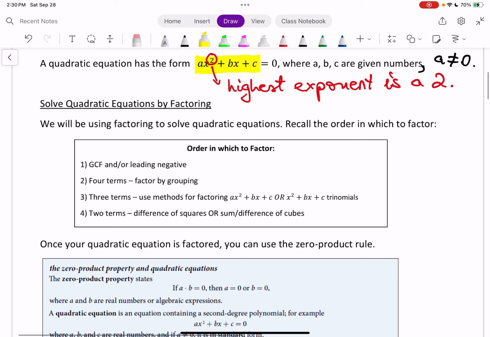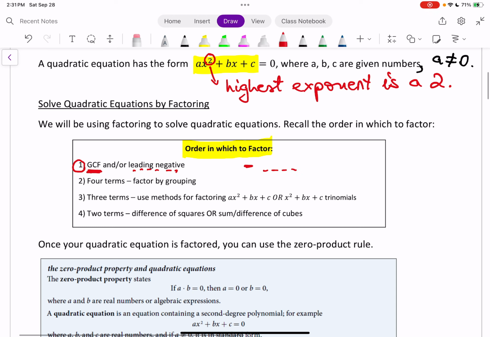Okay, so here it is. Now, when we're just talking about factoring, if you remember, there are several factoring methods: factoring greatest common factor, factoring by grouping, factoring trinomials, and factoring differences of perfect squares. So the order in which we're going to factor is the following. Anytime, no matter what, to factor an expression, we're always looking for a greatest common factor. And of course, if there's a leading negative, it means your expression starts with a negative, then you would want to factor that out as well.